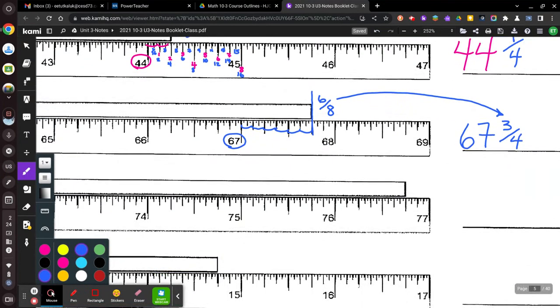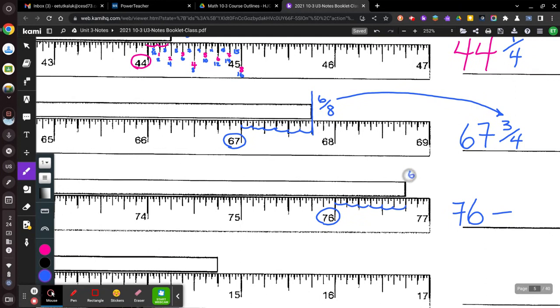All right, this guy here, he runs past the number 76. And I know I'm going to have a fraction. This guy, how far? 1, 2, 3, 4, 5, 6. Another 6 out of 8, becoming 3 out of 4.